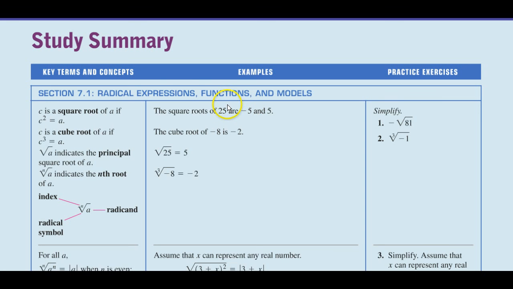Just a quick look now at the study summary for Chapter 7. Again, you'll be having a test on this, so look it over. We see radical expressions, functions, and models.